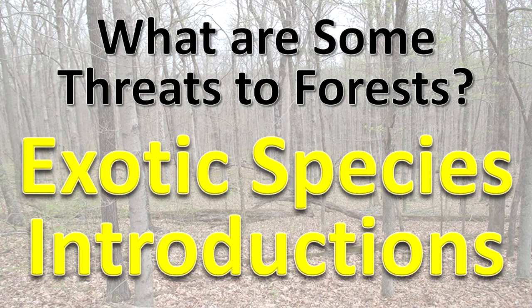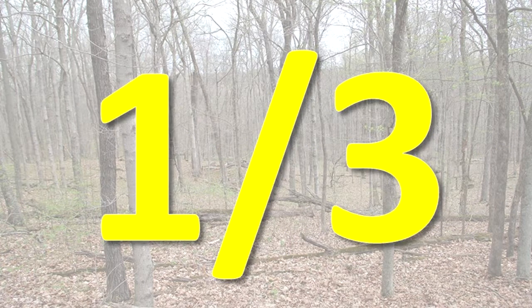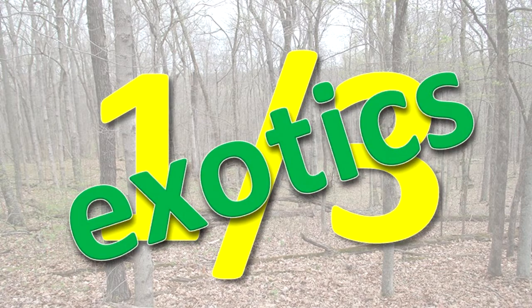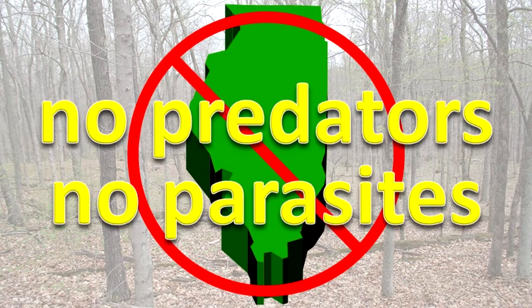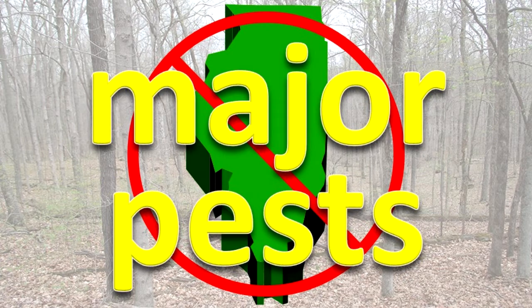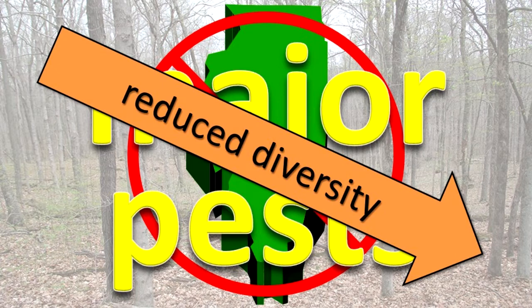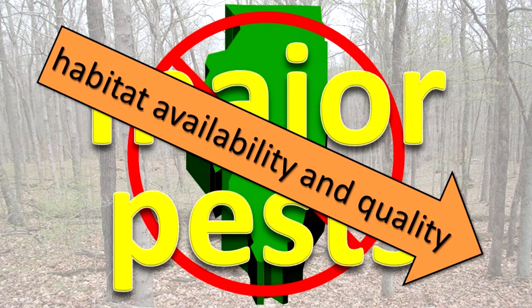Exotic species introductions. Nearly 1/3 of the vascular plant species in Illinois are exotics. They are not native to the state and have no established predators or parasites. Some of them are major pests in forests. Exotic plant species commonly reduce diversity by decreasing the habitat available and the habitat quality for native plants.